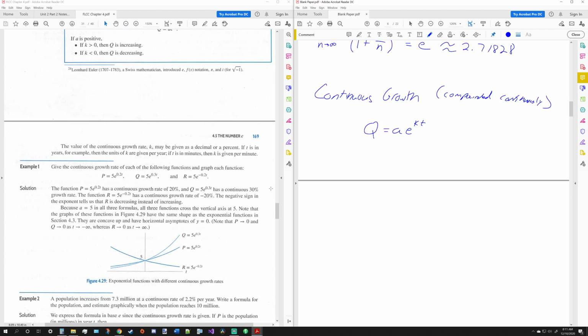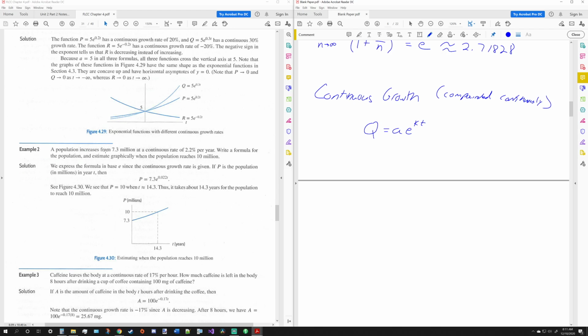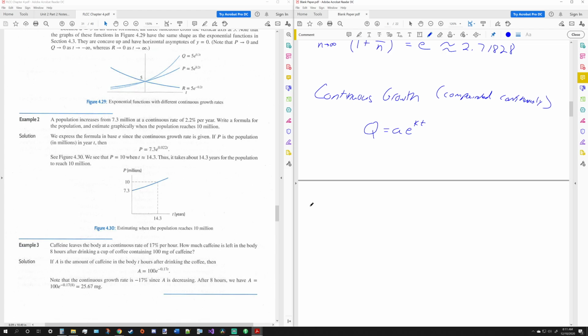So, for example, give the continuous growth rate for each of the following functions and graph each function. No, let's not do that. Example 2. Population increases from 7.3 million at a continuous rate of 2.2% per year. Write a formula for the population and estimate graphically when the population reaches 10 million. So let's take a look at how we would set that up.